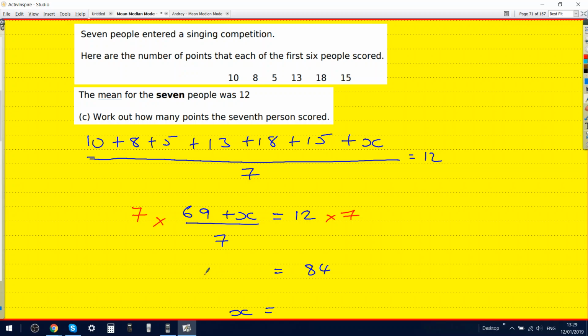7 times 69 plus x over 7. So divide by 7 and times by 7 cancel each other out. So you're left with just 69 plus x. So that's why you times by 7 to get rid of the fraction. Wait, so can we just go over that? So you times it by the mean. No, you times it by how many people? So on the right and left side.